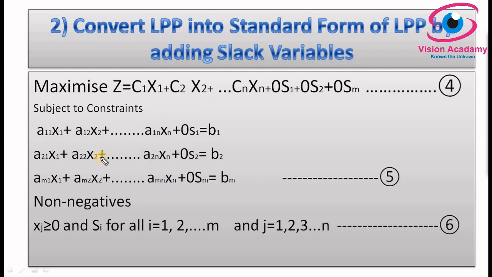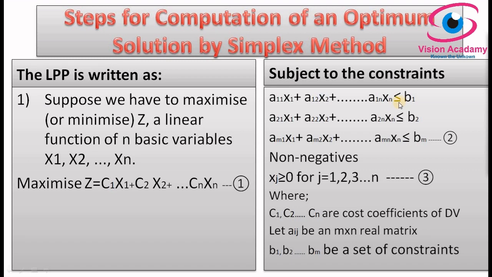Adding to that, here based on the constraint, we have to add or subtract that slack variable. Say for example, in the first constraint we have added 0 s1, and it means slack variable 1, because here it is a lesser than or equal to type, so we have added.